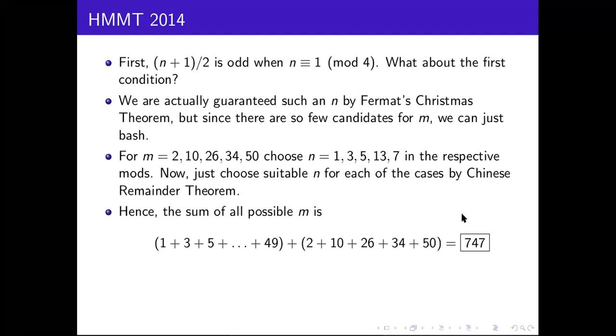And our answer is just the sum of all the odds plus the 5 evens, which we showed just work. And this is 747, so that's our answer.